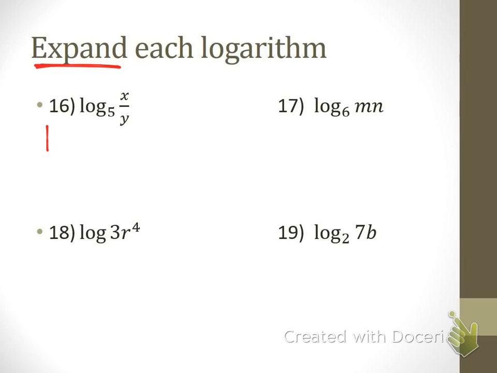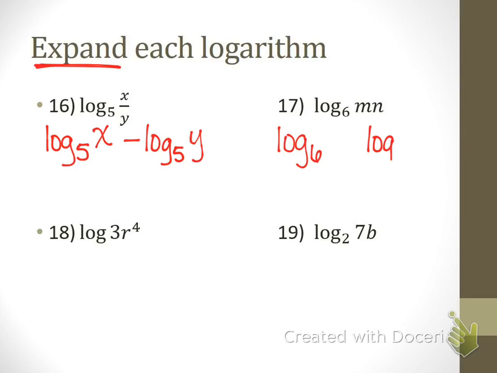So quotient rule or property allows us to split it up into what kind of problem? A subtraction problem. So I'm going to be subtracting 2 logs, keeping the same base from the beginning. The log of the first one would be log of x, or your numerator, and the second one would be y, or your denominator. On 17, which property are we using? Product, which allows us to split this into what type of problem? Multiplication. It is multiplication, so we're splitting it into addition. Log of what and log of what? M and N. Using that same base from the beginning.